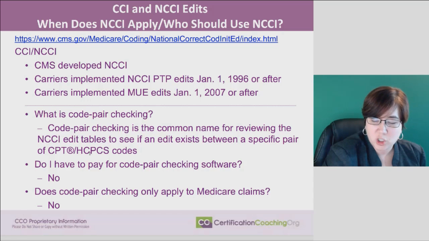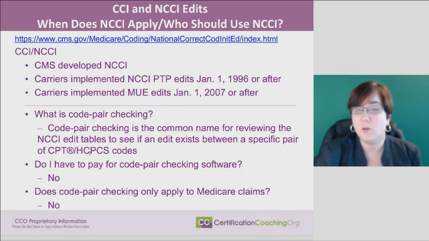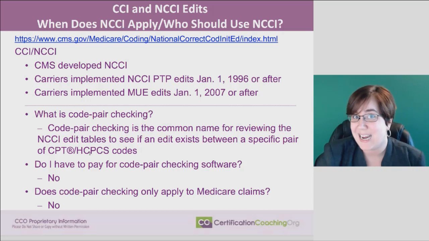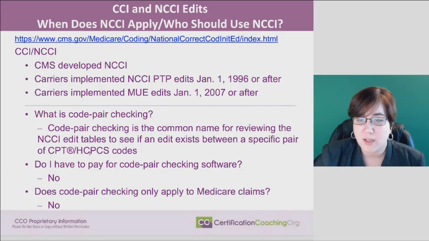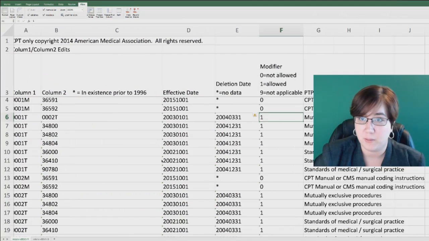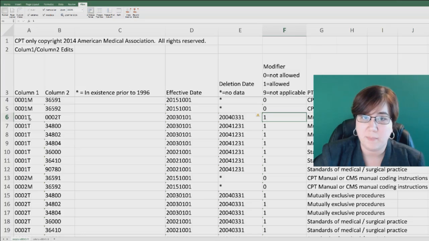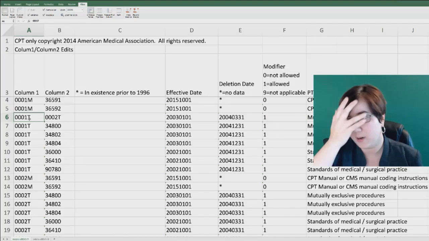The provider is using a 59 modifier. Well, I'm going to go look and see, maybe there's an NCCI edit, and that's why he's using that 59 modifier. So let's start out by using the table. I'm going to show you how this works. So I'm in the table, right? Down there in my edits table.